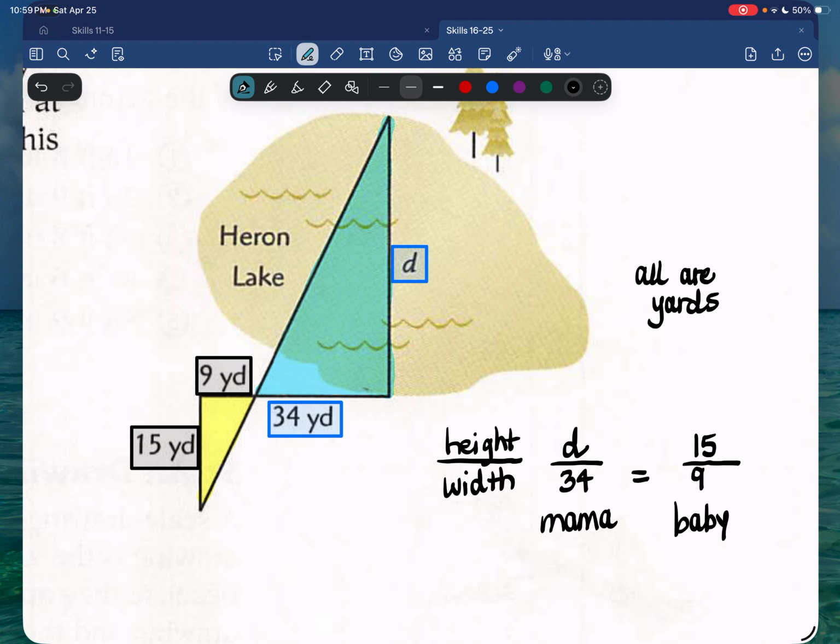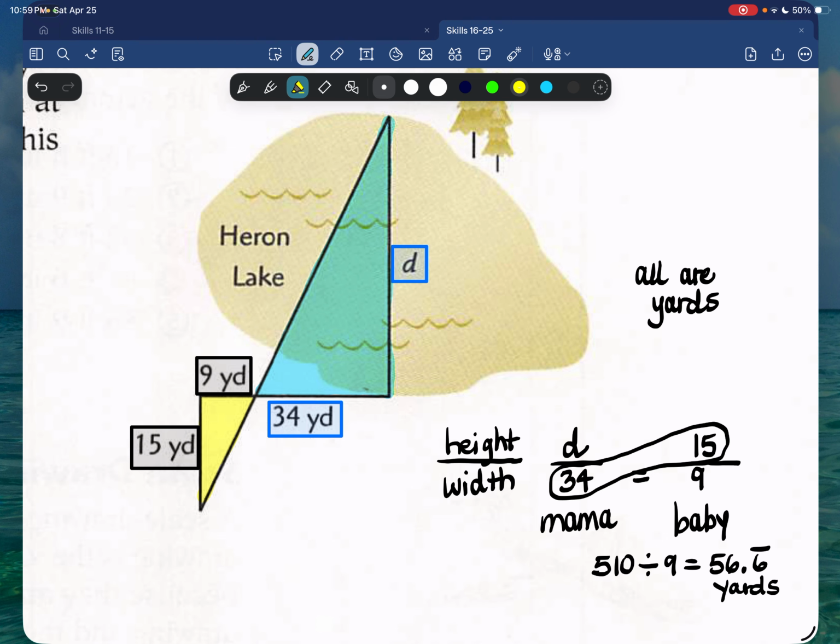Okay, so here's the peanut. 34 times 15 is 510. And 510 divided by 9, I bet I didn't have to solve it, did I? Is 56.6 repeating. So the distance across that lake is about 57 yards.